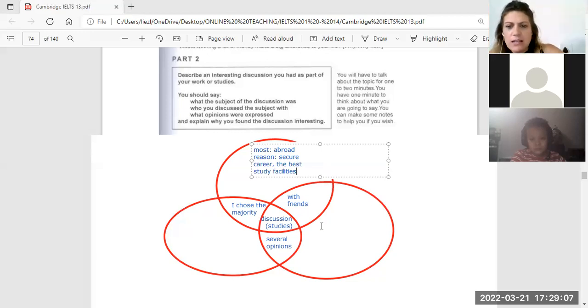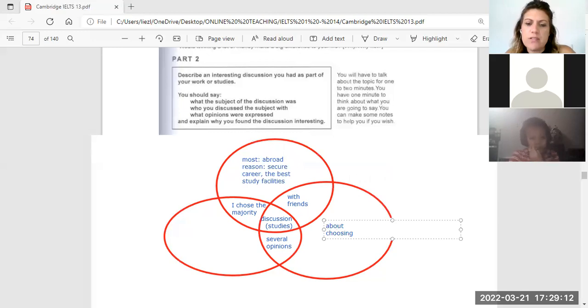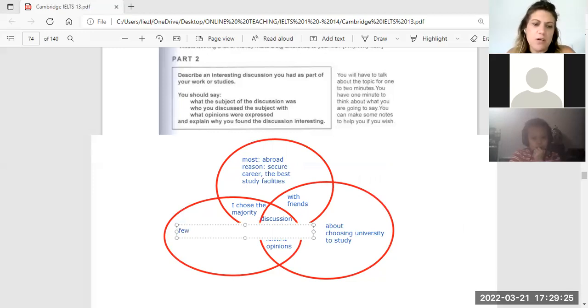On this side, I can say about choosing a university. The topic is about choosing a university to study. On this side, we can say a few of my friends are going to study at home. Their reasons are that it's safe and it's a known environment. They are not going abroad. Okay, so this is a type of thing that you can do to make notes for yourself.